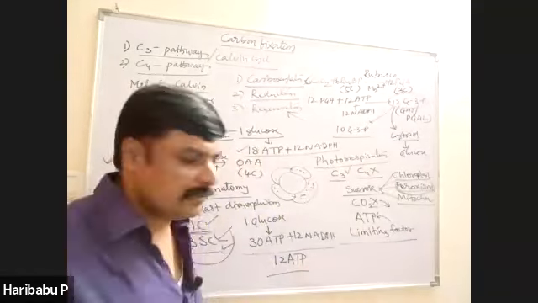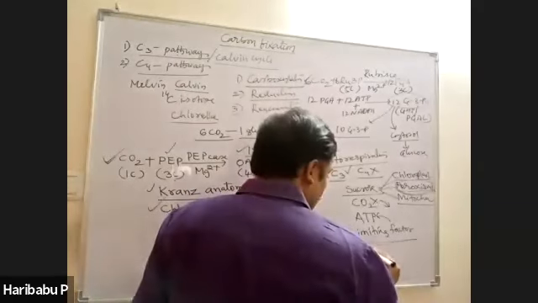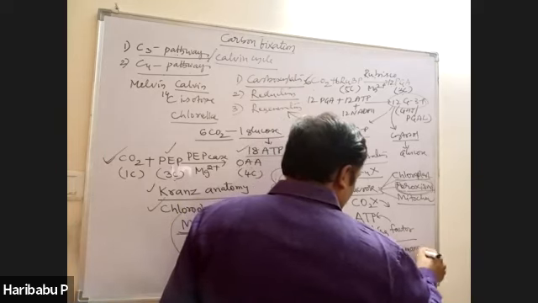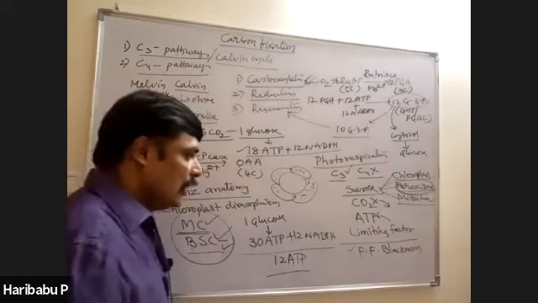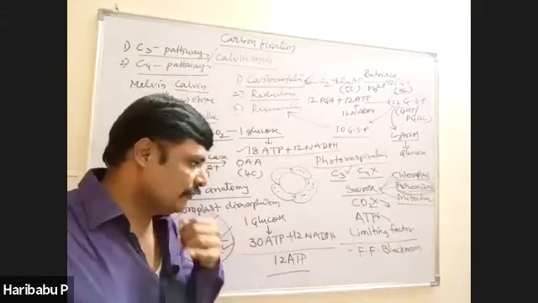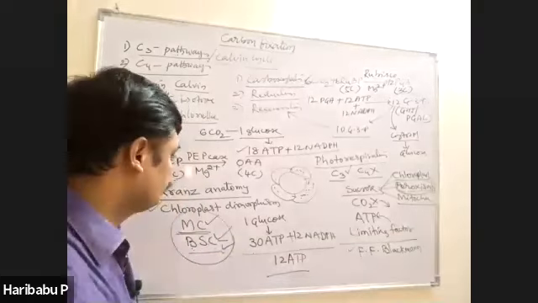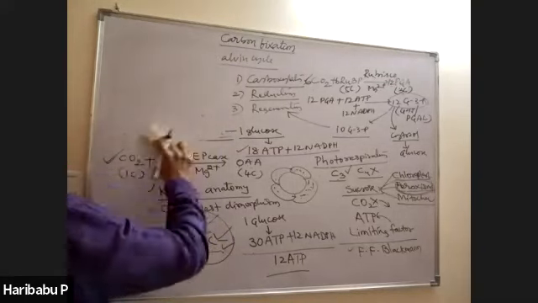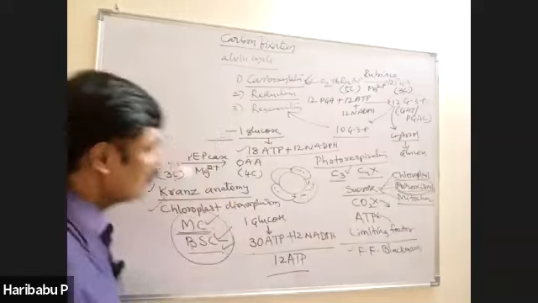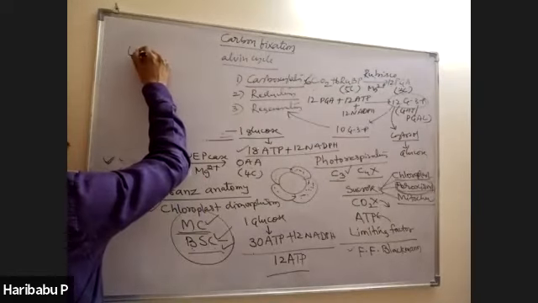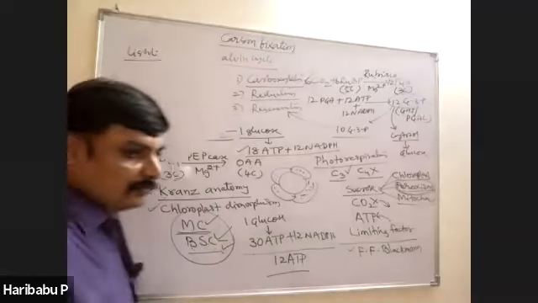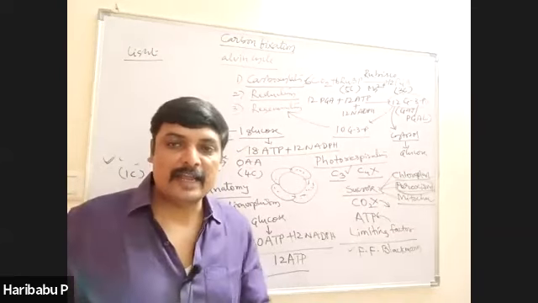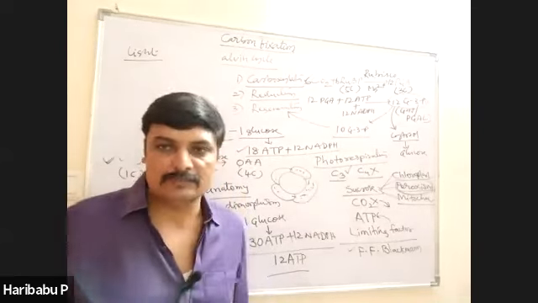The law of limiting factors was proposed by F. Blackman. Then, in how many ways does light influence photosynthesis? 3 ways: intensity of light, quality of light, and duration of light. It has a 3-fold effect on photosynthesis.